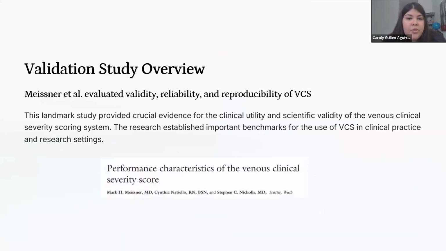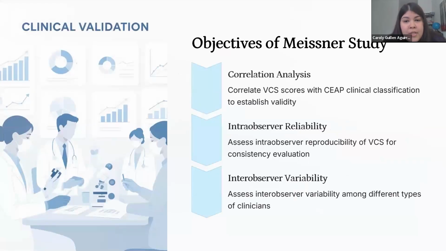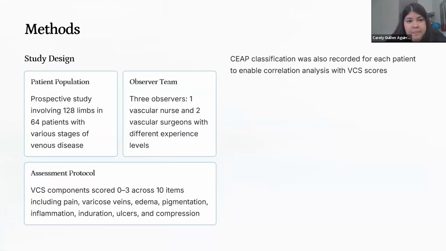Now we have this validation study overview by Meissner et al. This landmark study provided crucial evidence for the clinical utility and scientific validity of the venous clinical severity scoring system. The objectives of this study were a correlation analysis of the VCSS scores with the CEAP clinical classification to establish validity. It also evaluated the intra-observer reliability and inter-observer variability.